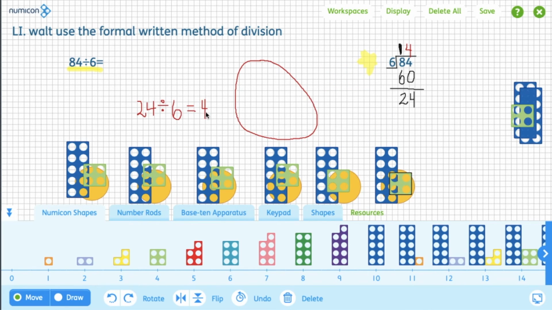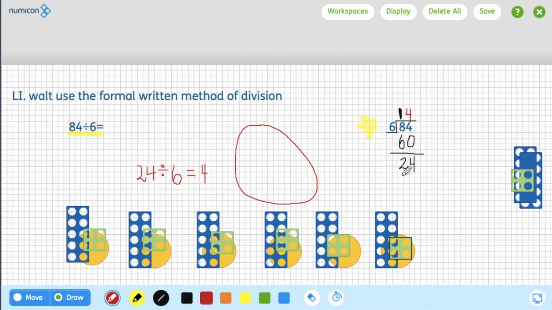So I've got 6 groups of 4. And again, 6 times, so I need to figure out what I've used. So 6 times 4 units is 24. So I just write my 24 under here to say that I've used it, it's gone, and we need to work out how much we have left. And 24 minus 24 is 0. So again, I have 0 left over, and in each of my 6 groups, I have 14, and my answer here is also 14.